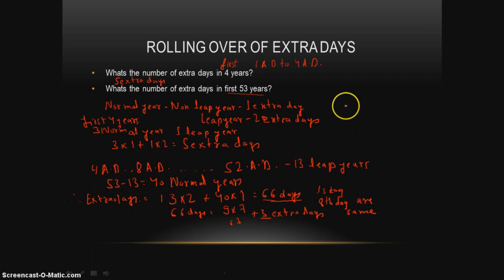Similarly, for an exercise, say if I ask you to find 26 extra days, what does this imply? Then you should be able to answer that 26 is equal to 3 into 7, because the closest multiple of 7 is 21, plus 5. So this gives me 5 extra days. So 26 extra days maps to 5 extra days, just like 66 extra days had mapped to 3 extra days. So that's what the concept of rolling over of extra days is.